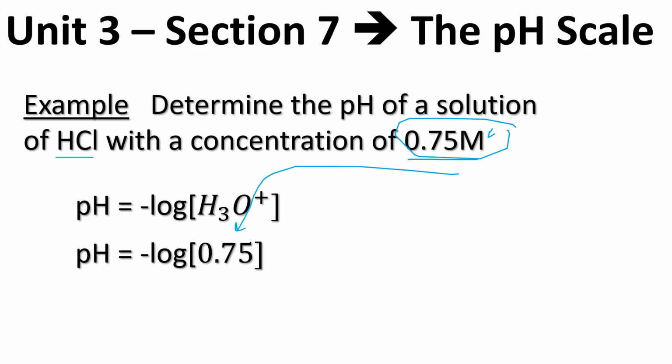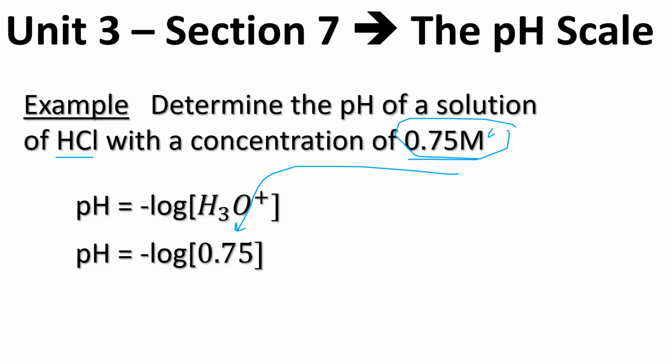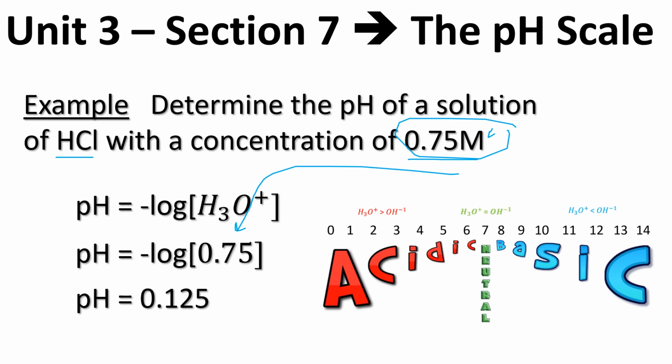Let's jump over to the calculator, and I'm going to show you how to calculate this now. Once you've figured out how your calculator works, for this one on Google, I need to just type negative, then log, and then our answer, 0.075. And there we go. We'll round that number and continue on here. As you can see, we've arrived at the answer of 0.125. So where does this put us on our scale? It's just above 0 here. So this is extremely dangerous, this solution. It is very acidic.